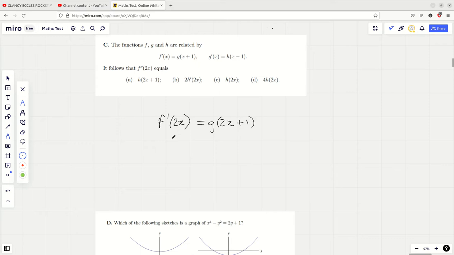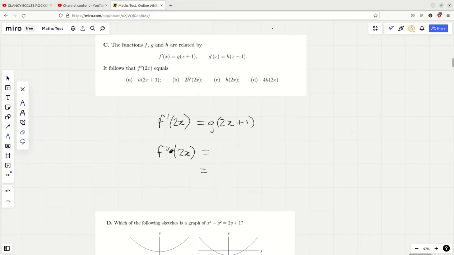Yeah. And now if I want to differentiate this, I do need to use the chain rule. So I'm going to differentiate inside the function, and that's going to differentiate to 2. And then I'm going to differentiate f dash of stuff, and it differentiates to f double dash of the stuff. Yeah, so I'm going to get f double dash of the 2x. Now that's clearly the same as 2 times... Oh, hang on. Yeah, it might be wise to make this a little bit clearer. Hang on a second.